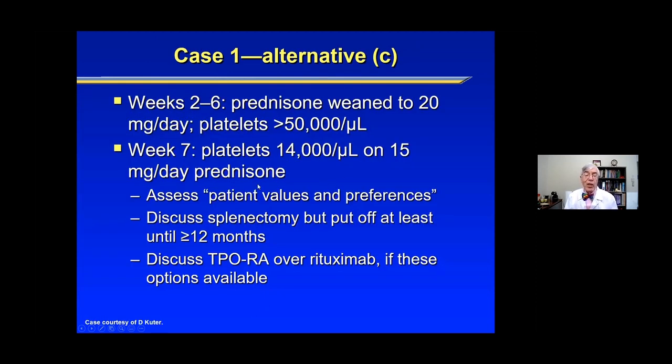So coming back to my patient, we've given her prednisone for 6 weeks. Her platelet count has now dropped to 14,000. She's on 15 milligrams of prednisone. We do not want to keep her on prednisone much longer. So what do you do at this point?